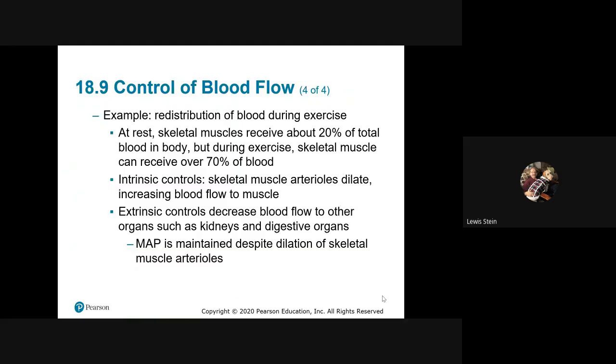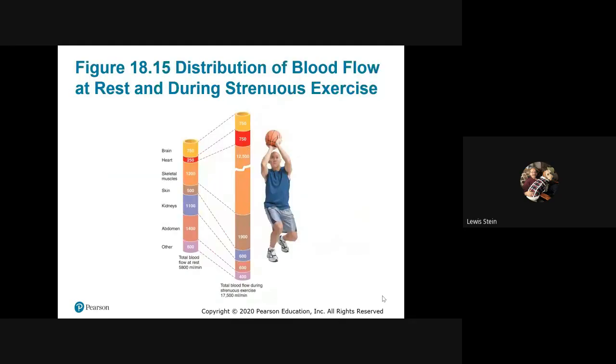This is the great thing. At rest, your muscles, my muscles, sitting in class, 20%. During exercise, up to 70%. We can increase it 3.5 times. And we've talked about that in fight or flight. Skeletal muscles dilate. At the same time, we have more blood flow to the heart. We restrict the blood flow to other areas. Extrinsic controls decrease the blood flow to other organs, such as the GI and GU systems, gastrointestinal and genitourinary. And we maintain the arterial pressure despite dilation of the skeletal muscle arterioles. It's a great slide.